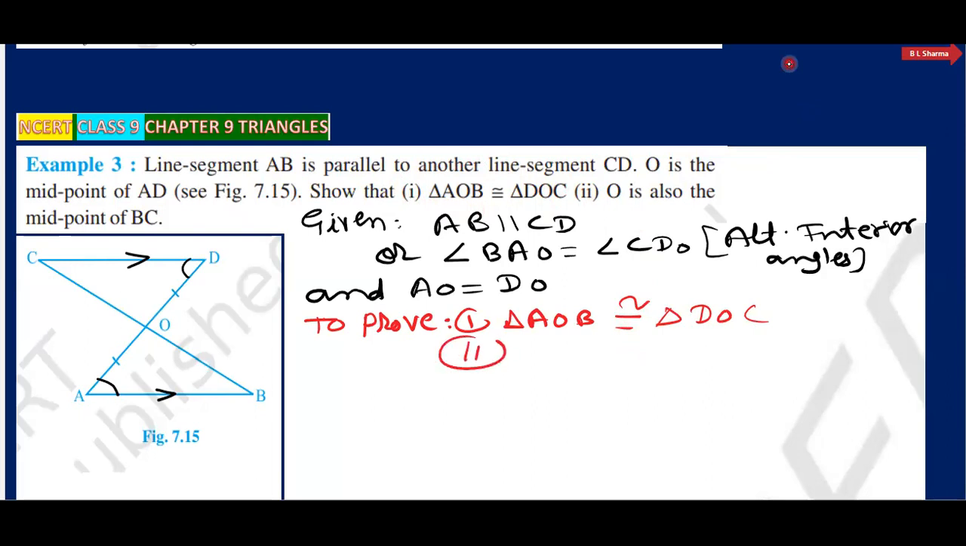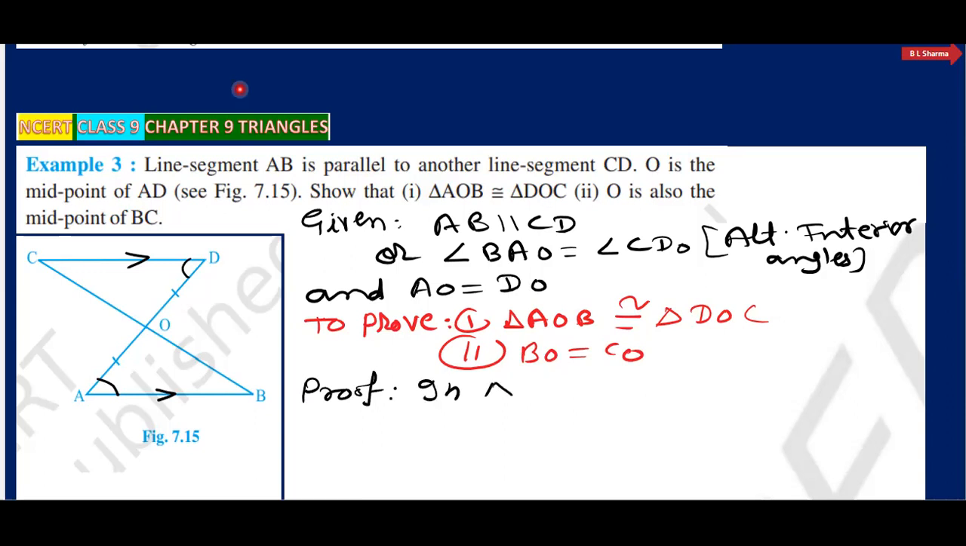और नंबर टू, O is also the midpoint of BC, means we have to prove that BO is equal to CO. Proof. यहां से शुरू होता, देखिए.